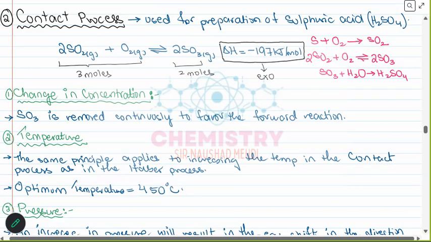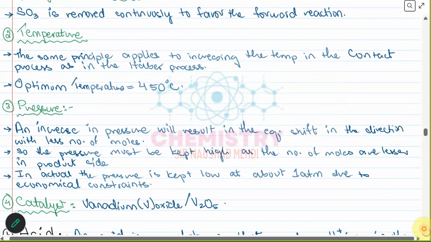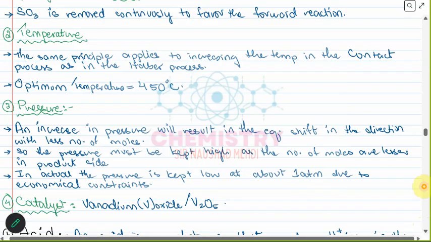Okay. So what pressure was selected in the Haber process? 200 atm. Over there also we kept high pressure because the number of moles of the product were less. The same scenario is in the contact process as well. But the optimum pressure selected for the contact process is only 1 atm. We are not selecting 200 atm as we did in the Haber process.